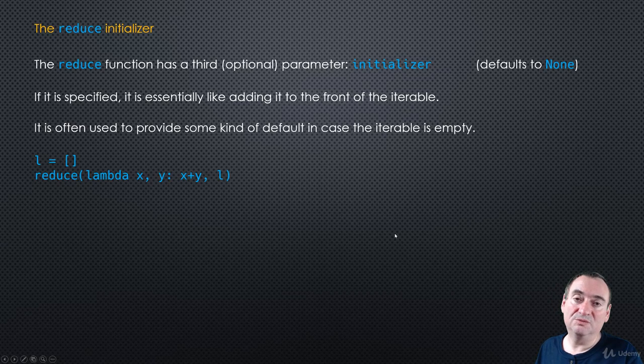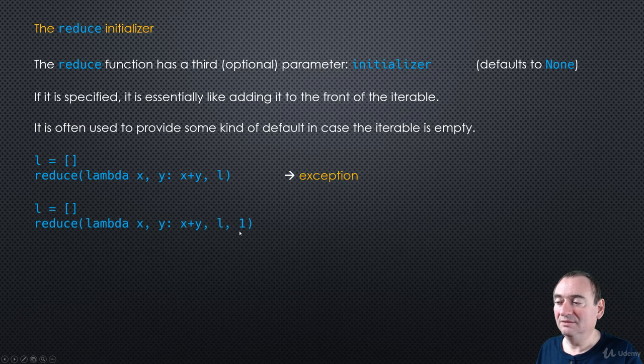So it's often used to handle the case when your iterable is empty. Because what happens if we have this piece of code where L is an empty list, and then we call reduce, we want to add all the elements in L? Well, if we do that, then we're going to get an exception, a runtime error. Python's going to basically bark at us and say, I can't do this because this is empty. So to avoid that problem, we pass it the initializer. And we tell it, hey, use an initializer of 1. In this case, I'm saying use an initializer of 1.